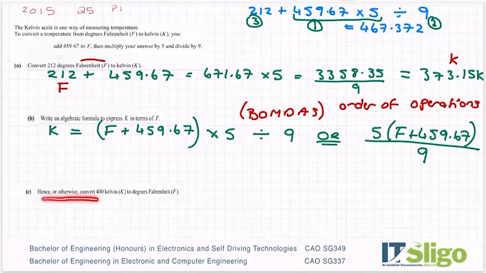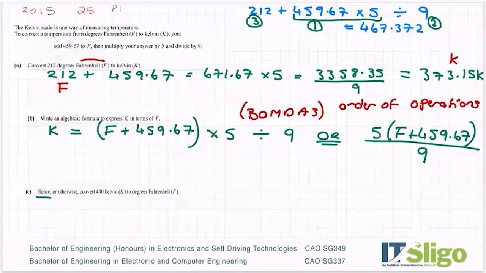And then it says, hence or otherwise, convert 400 Kelvin to degrees Fahrenheit. Okay, so hence means I can follow on from this answer, okay? Otherwise means there's another way of doing it, okay? So now they've given me Kelvin is equal to 400, and I have to go back to find the Fahrenheit. So the otherwise way would be following the words, and you're literally doing the opposite and going backwards, okay? And I'll show you that in a minute. The hence is using the formula.